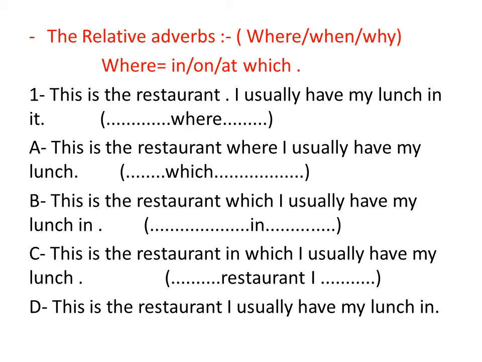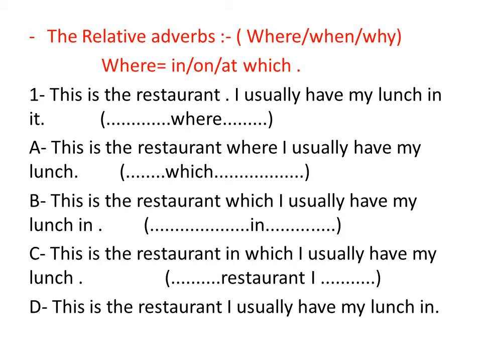So in the second line, I wrote where equals in, on, at which. To understand the idea, let's see example number 1 to enhance our idea. It says, this is the restaurant, I usually have my lunch in it. And he asks us to use where as a relative adverb.